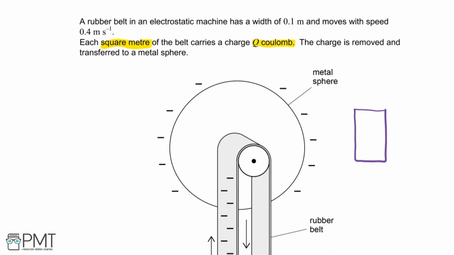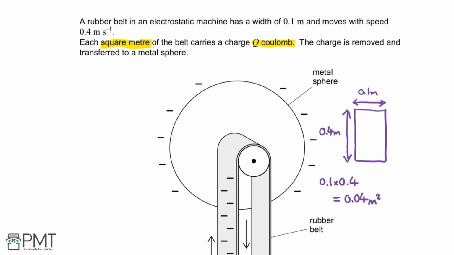So imagine this rectangle here as a piece of that belt. It's got 0.1 meters of width and 0.4 meters in length. Obviously, that's not to scale, as you can see, but that is the size of the piece of belt that moves every second. Now, we're interested in the amount of charge that moves per second. So let's first of all multiply these two lengths together to get the area of belt. So we've got 0.04 meters squared of belt that are moving every second.